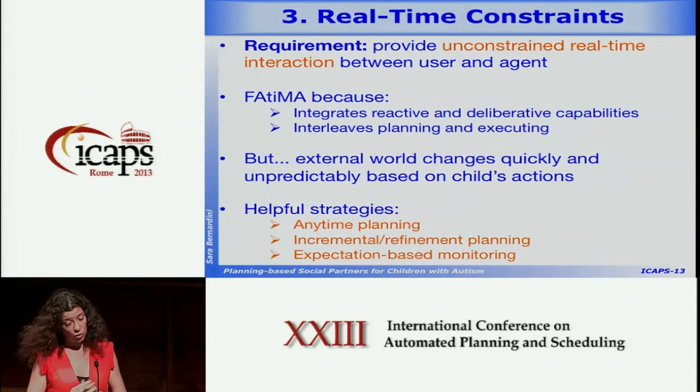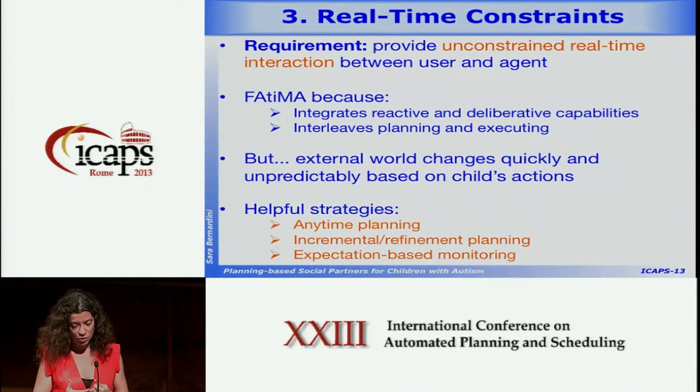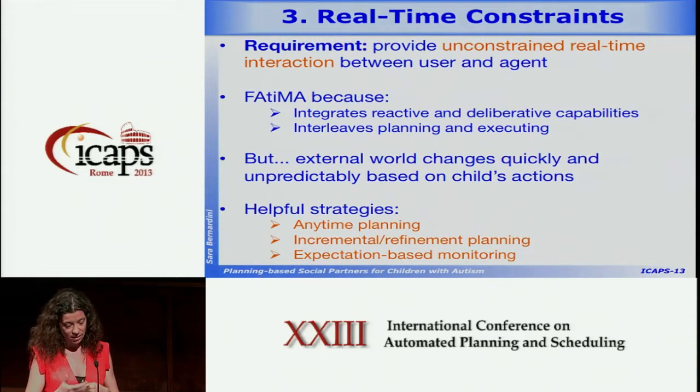Then also our requirement was to provide an unconstrained and spontaneous, real-time interaction between the agent and the child. And we thought Fatima was well suited for that because it interleaves planning and execution and also integrates reactive and deliberative capabilities. But in our case, the external world changes very quickly and unpredictably due to the actions performed by the child, and so, pressured by the high variability of the environment, Fatima constantly formulates new goals and then quickly abandons them. So plans are rarely actually executed to completion, and this is, of course, problematic.